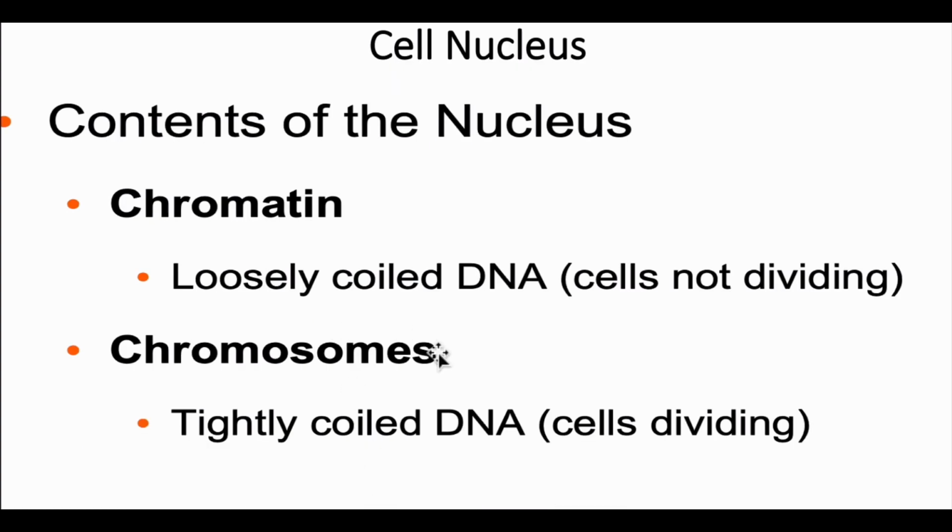So what is chromatin? We're continuing with looking at the contents that we find inside the nucleus. Chromatin is just loosely coiled DNA, and we find this in cells that are not dividing. When cells are about to divide, that DNA is not loosely coiled anymore. It's super condensed, very tightly coiled, and we call that a chromosome. So tightly coiled or super condensed DNA is referred to as a chromosome, and this only occurs when the cell is dividing.